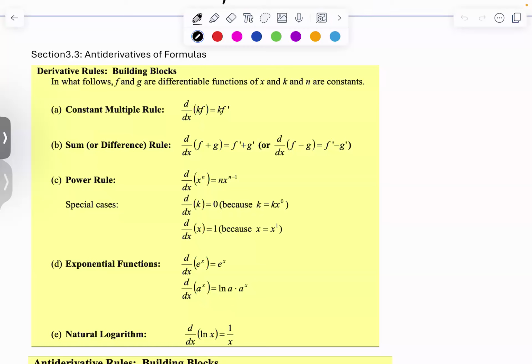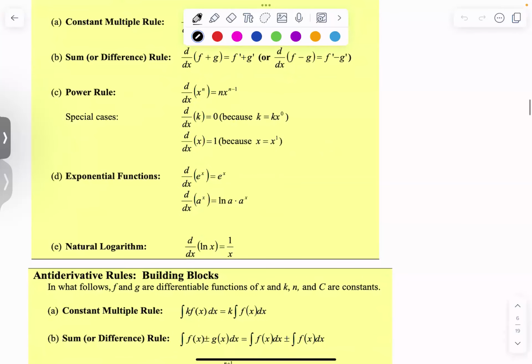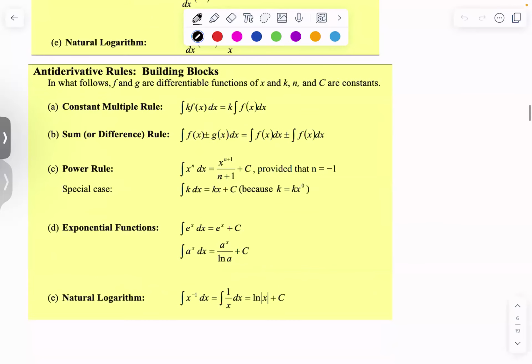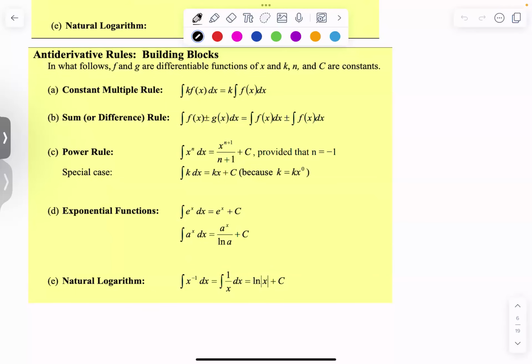Power rule, I mentioned in a previous video. We're going to do that. The derivative of a constant is 0, and the derivative of x is just 1. The derivative of e to the x is e to the x, and the derivative of ln of x is 1 over x. So now we're going to go backwards from that, and this is where the main piece comes in.